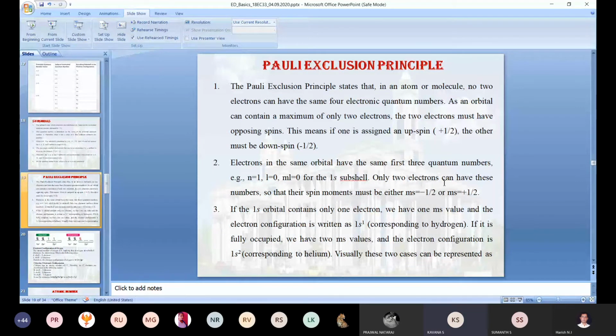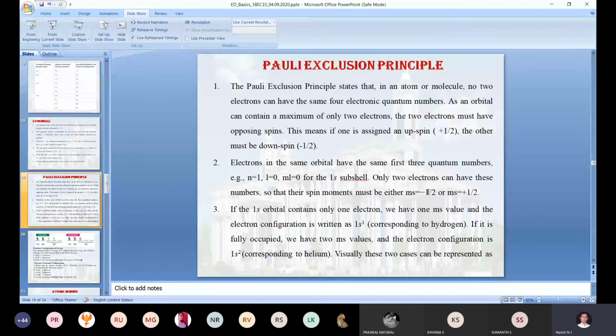No two electrons in an atom can have the same set of all 4 quantum numbers. Can you tell me what those 4 quantum numbers are? N, L, ML, and MS (spin). Exactly. In some textbooks, they are represented with different notation.